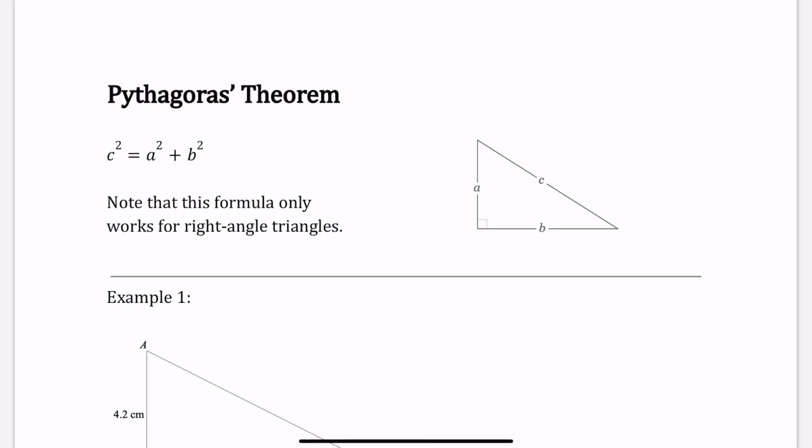Welcome to a lesson on Pythagoras Theorem. The formula is c squared equals a squared plus b squared. Note that this formula only works for right-angled triangles.